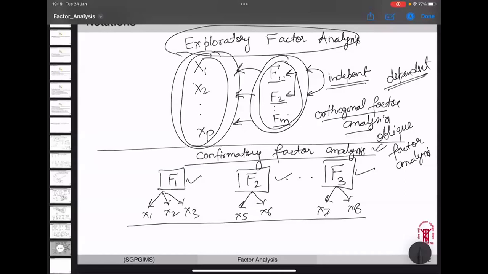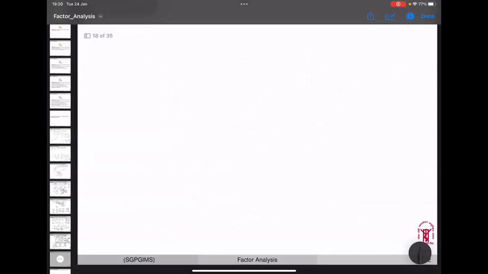What is confirmatory factor analysis? Before conducting the factor analysis, the PI knows that I have only three hidden factors, and you have to search which variables are associated with these three factors. If you are going to do so, this is confirmatory factor analysis. The advanced version of this confirmatory analysis is also termed as path analysis and SEM. I'm not going to discuss that. Today I will be discussing only exploratory factor analysis.